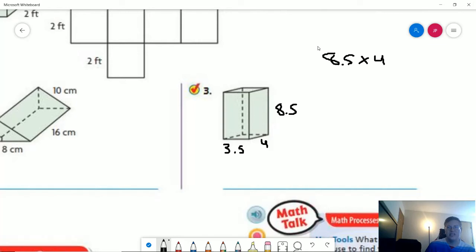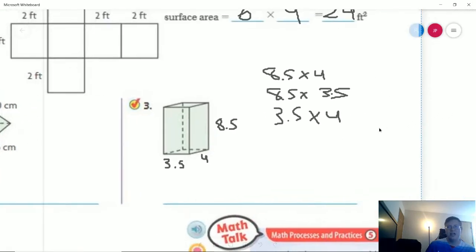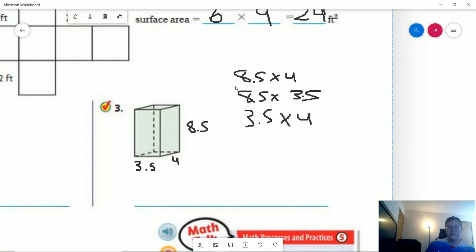So we're going to have 2 of these. We should have 2 8.5 times 3.5. And we should have 2 versions of 3.5 times 4. So if you need to, go ahead and pause the video to get this part sorted out. When you're ready, push the play button again.